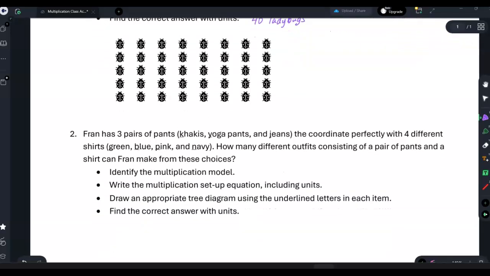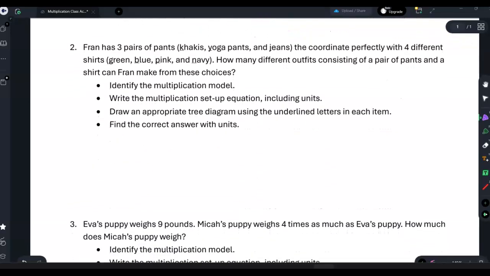So then let's take a look at the next one. This says Fran has 3 pairs of pants, khakis, yoga pants, and jeans that coordinate perfectly with 4 different shirts, green, blue, pink, and navy. How many different outfits consisting of a pair of pants and a shirt can Fran make from these choices?